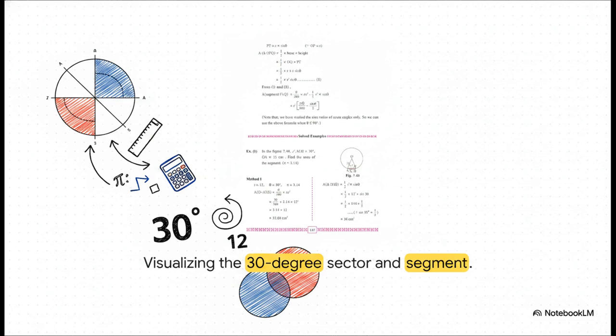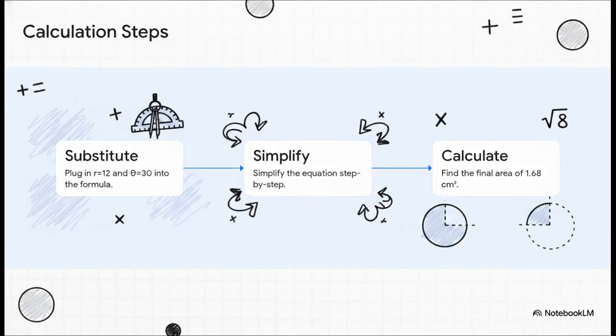We have our radius r equal to 12. We have our central angle theta equal to 30 degrees, and we're looking for the area of that small shaded region down at the bottom, the minor segment AXB. Doing this mental mapping ensures we know exactly which pieces of our formula match up with the physical parts of the circle. So let's patiently walk through the calculation.